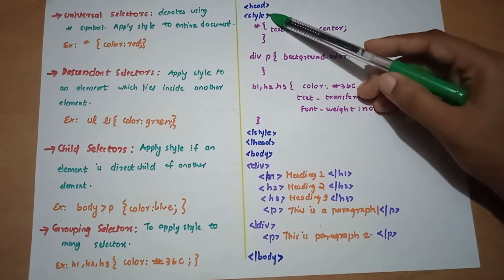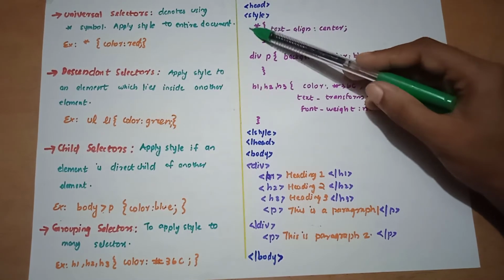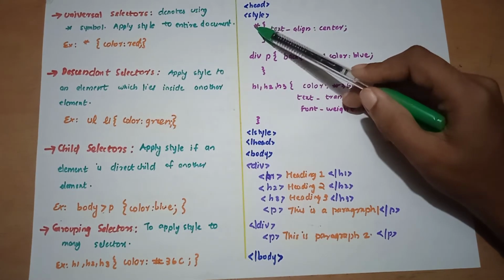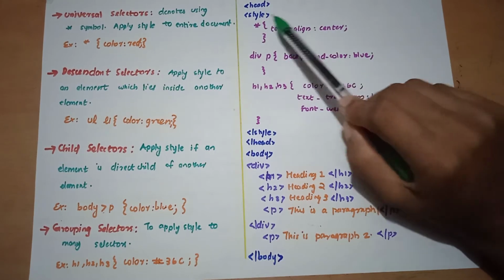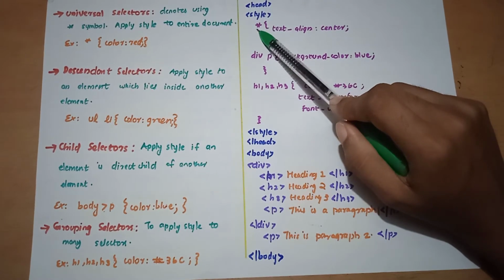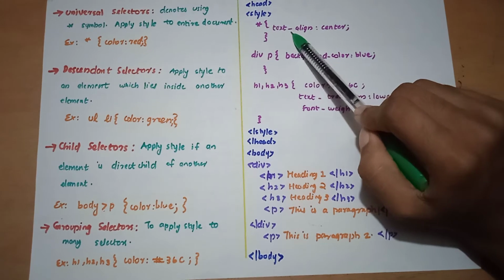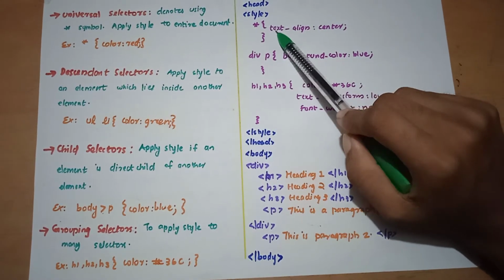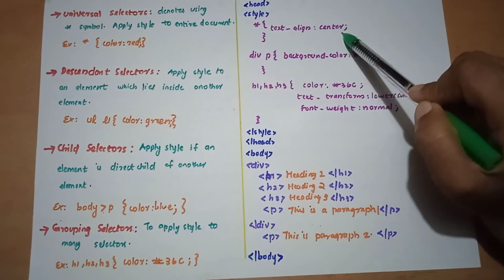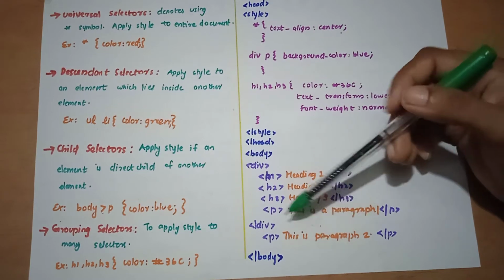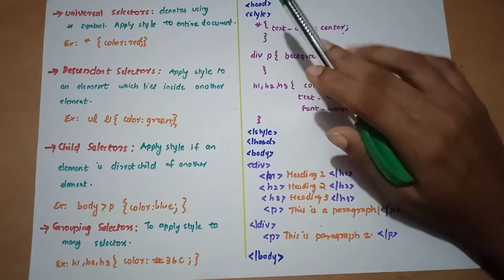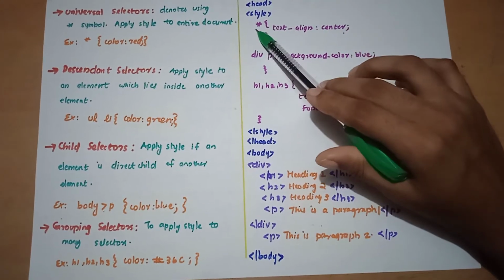So I started with the head and style. The first one itself suggests that this is a universal selector. Nothing much to define, just type that character, the star, then you can type which style you want. For me, I am selecting my whole text alignment to be the center. So everything inside the body will be aligned towards the center because this is a universal selector. Each and every element will be affected with this universal selector.